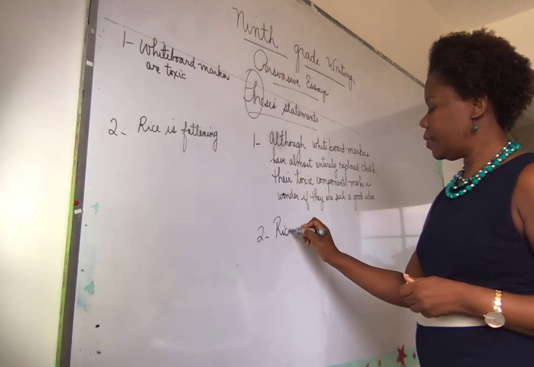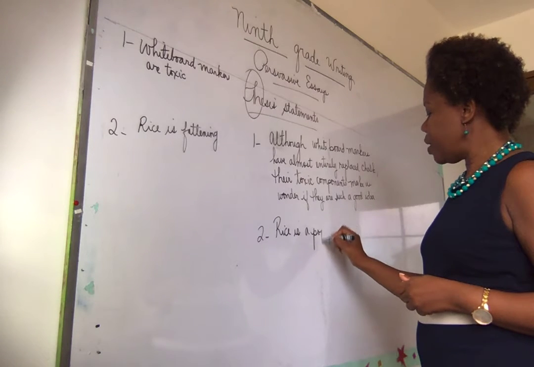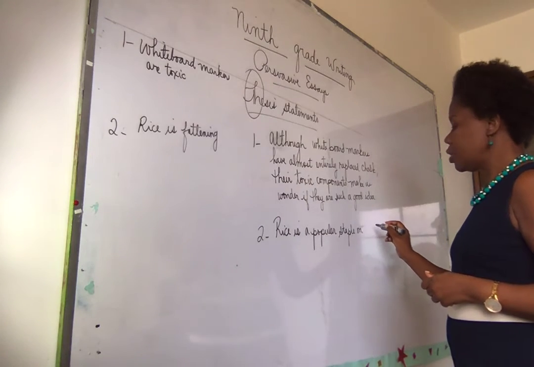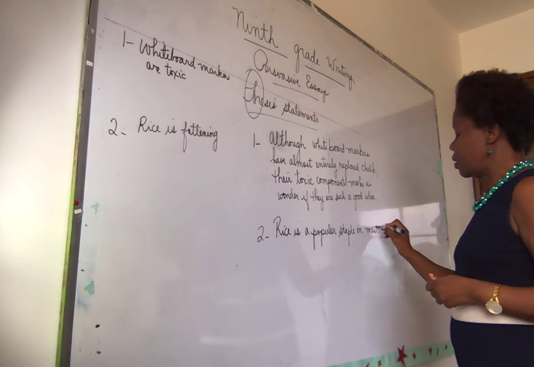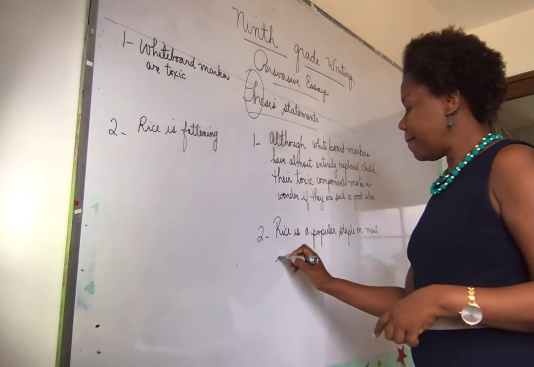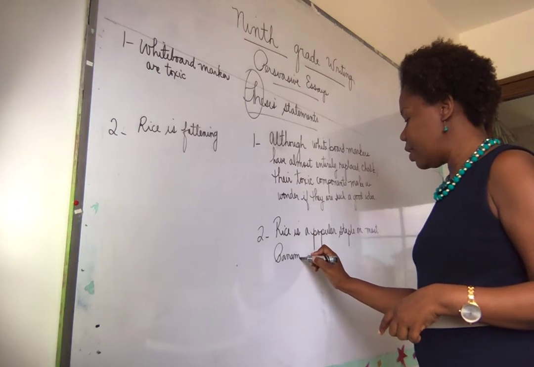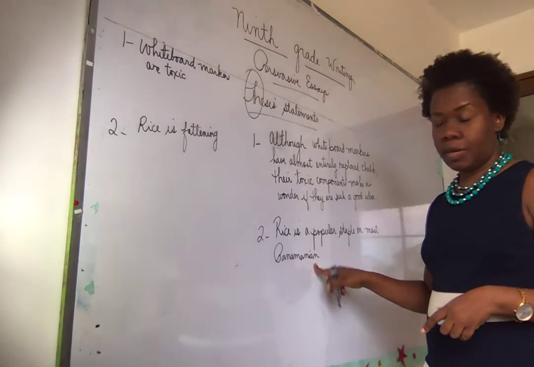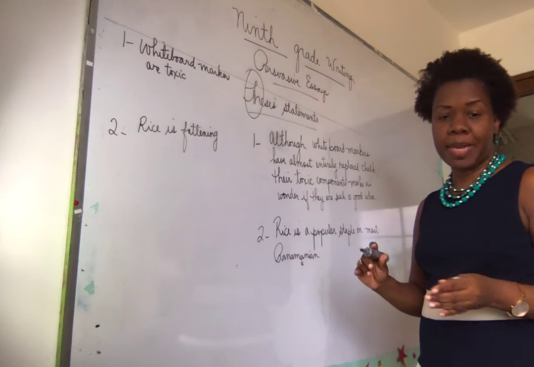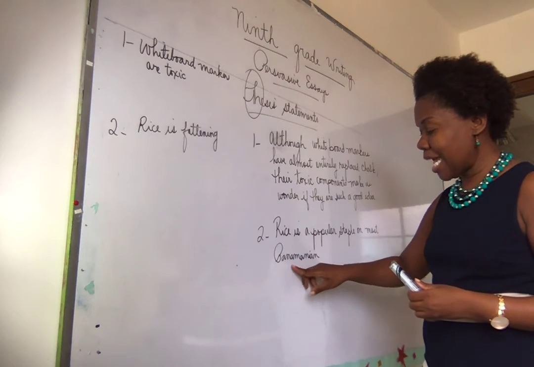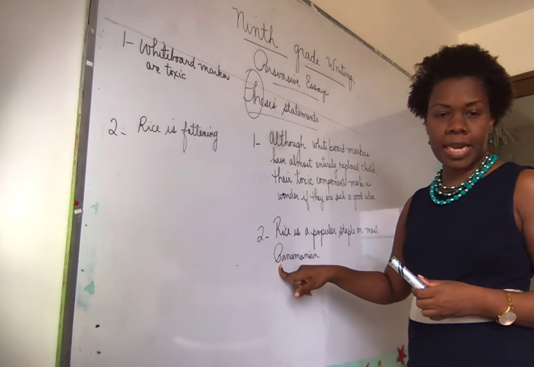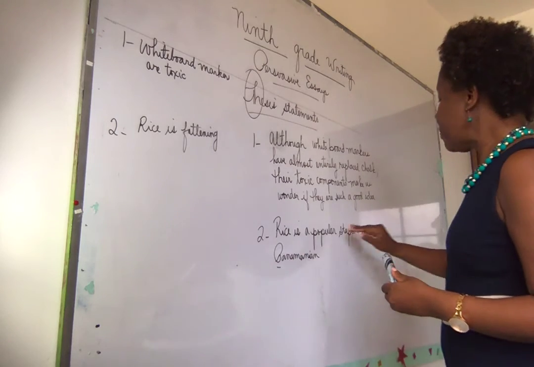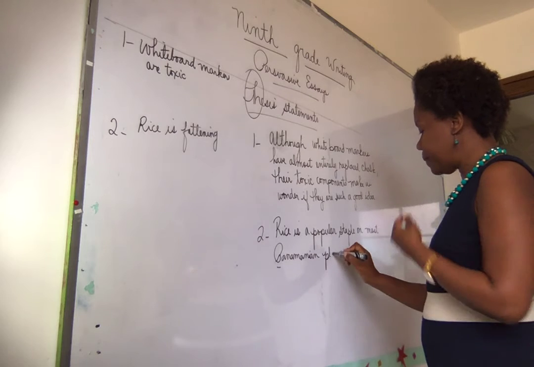Rice is a popular staple on most, let's make it specific, Panamanian, you write Panamanian. A lot of people make a mistake and write an E there because it says Panama, but no, it's Panamanian. And it's always capitalized because in English, nationalities are also capitalized. Rice is a popular staple on most Panamanian plates.